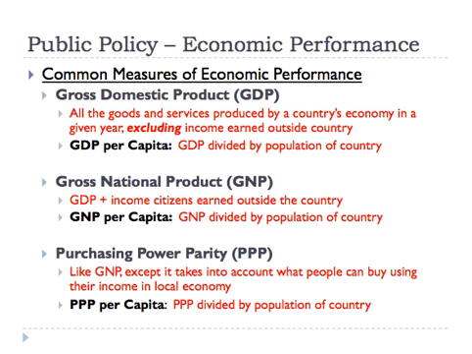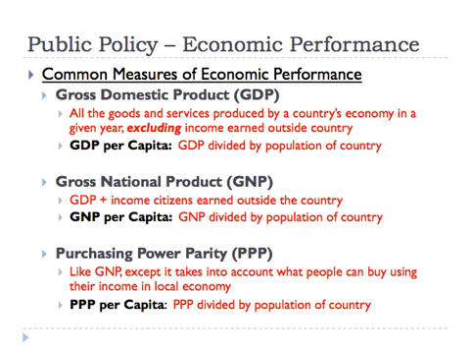Some key terms here we need to understand before we move forward. Gross domestic product: all the goods and services produced by a country's economy in a given year, excluding any income earned outside of the country. So your GDP per capita is GDP divided by the population of the country. Then your gross national product is your GDP plus income citizens earned outside of the country. So your GNP per capita is your gross national product divided by the population of the country.